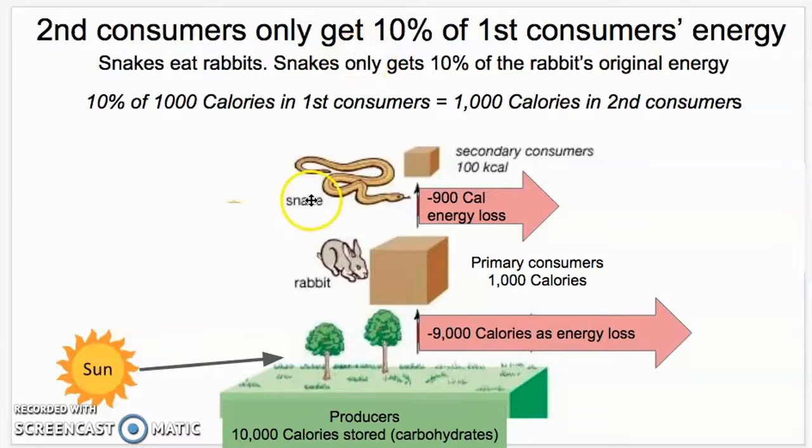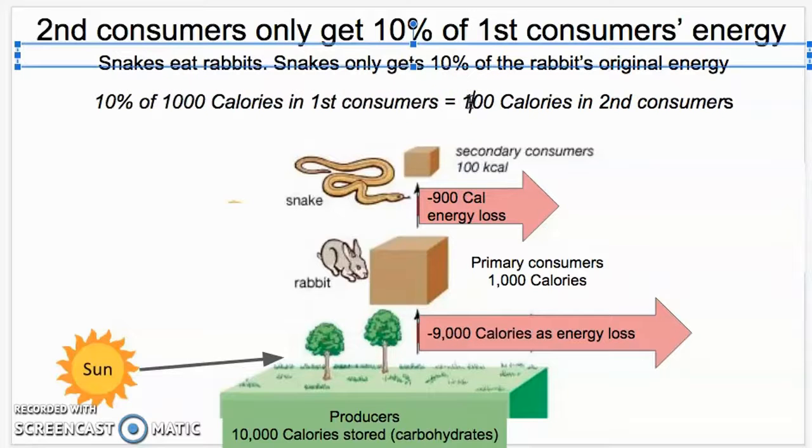Secondary consumers, we've added the snakes, only get 10% of the primary consumer's energy. So snakes eat the rabbits. The snake only gets 10% of the rabbit's original energy. So when I'm calculating this, I'm saying 10% of the 1,000 calories in the primary consumers gives us 100 calories in the secondary consumers. So at the snakes, you can see that there's 100 kilocalories or calories at their level.